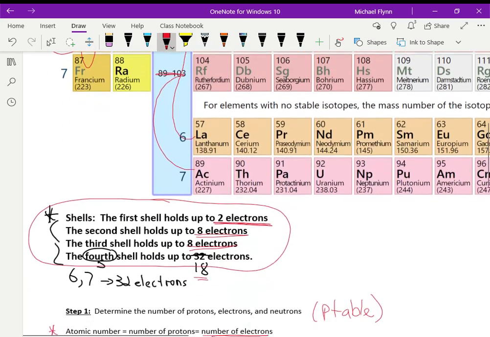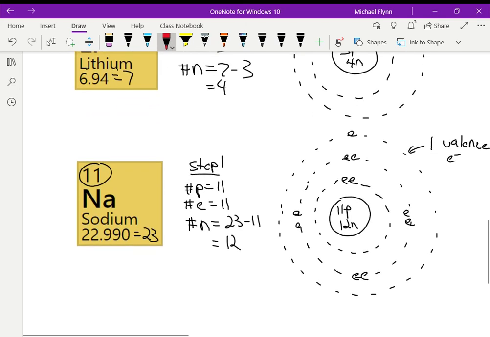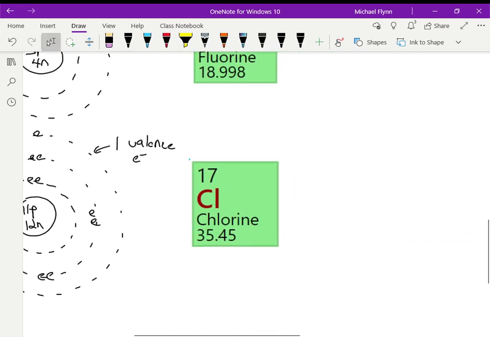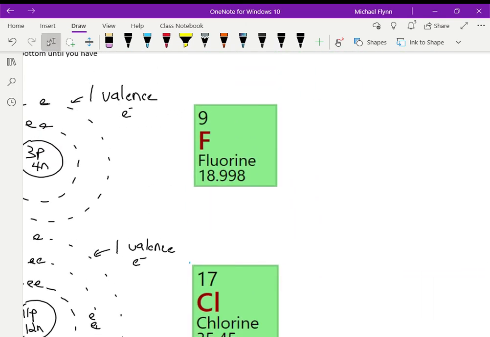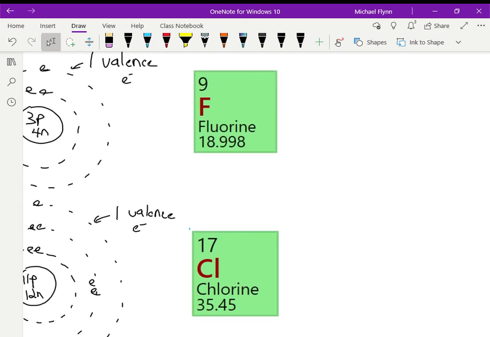Okay, so I've got a task for you. And this will end the lesson here. The task for you is you go ahead and draw the Rutherford-Bohr diagrams for fluorine and chlorine. And what you're going to find for fluorine and chlorine is they also have something in common. Now, they're both halogens. Fluorine is the most toxic nonmetal on the periodic table. Chlorine is also toxic. So they're part of the same family.